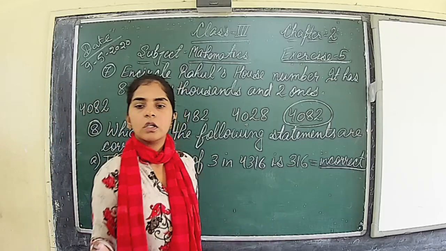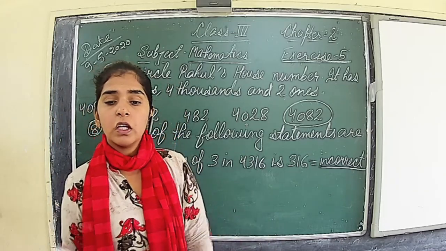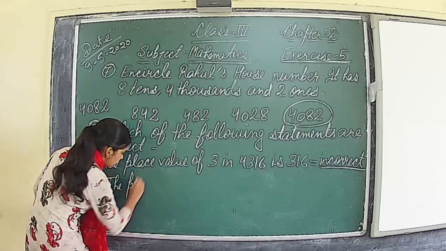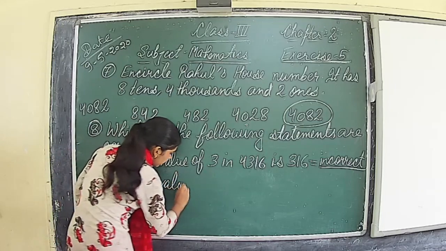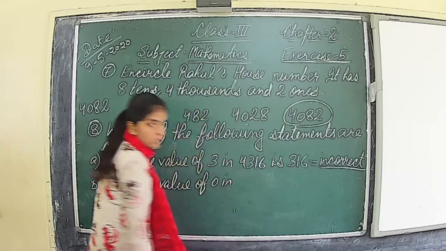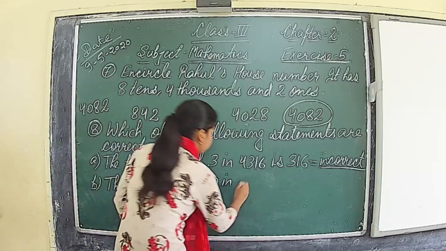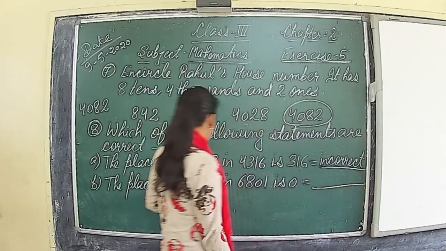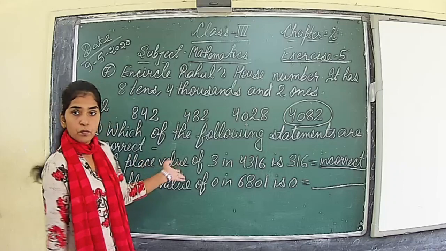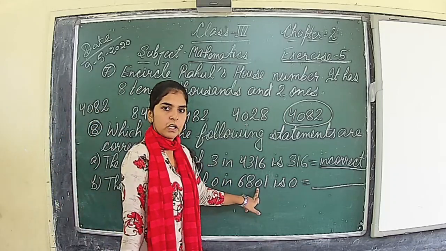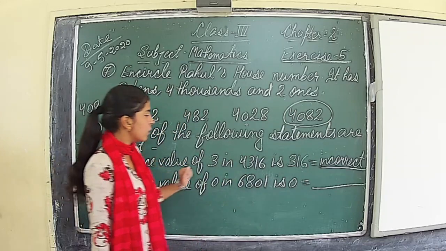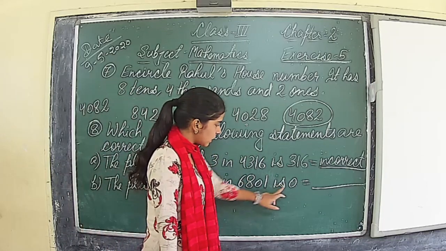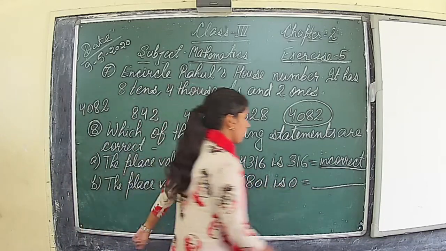Okay? Next one. The place value of 0 in 6801 is 0. Okay? So let us see place value of 0. So where is 0? 0 is at the place of 10, right? And I told you place value of 0 is always 0 no matter where it is placed. So this statement is correct because 0 is given. So answer is correct.